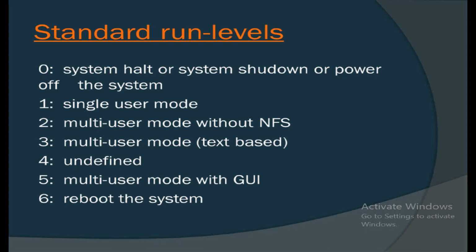The next run level is 5, which is similar to run level 3. The only difference is that here we have the graphical user interface. We can call it the Linux desktop view. Most of our on-premise servers which have a graphical user interface run on run level 5. The next run level is 6, which is used to reboot the system.